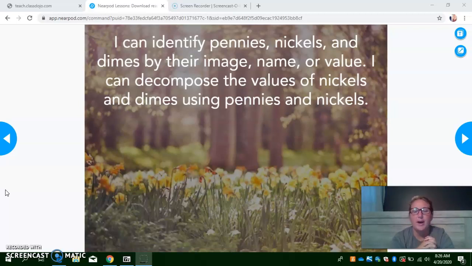This week is all about money again. So we're digging deep back into our memory of when we learned about pennies, nickels, and dimes. I brought my little rhymes that we did in the classroom.